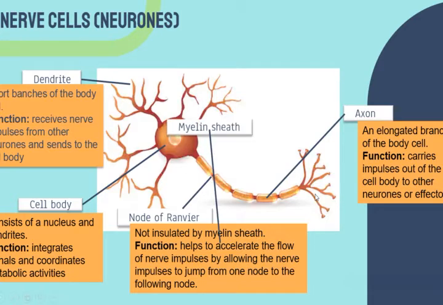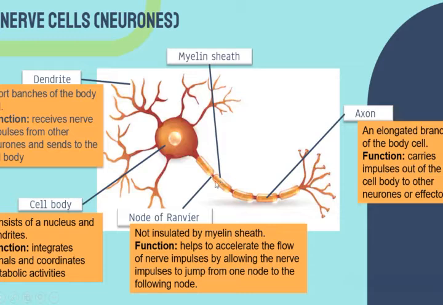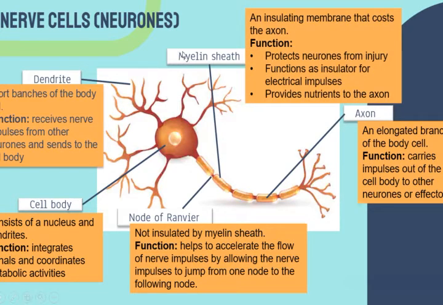Next we go to the myelin sheath. This is the myelin sheath. Make sure you write the correct spelling here. Myelin sheath: an insulating membrane that surrounds the axon. So it is an insulator to the axon.